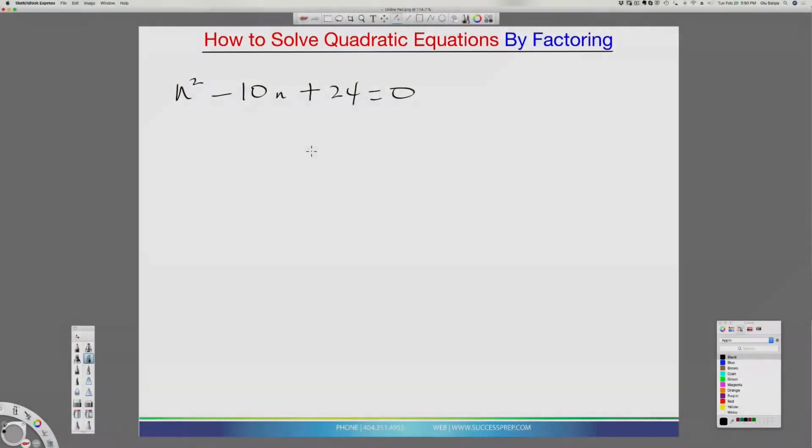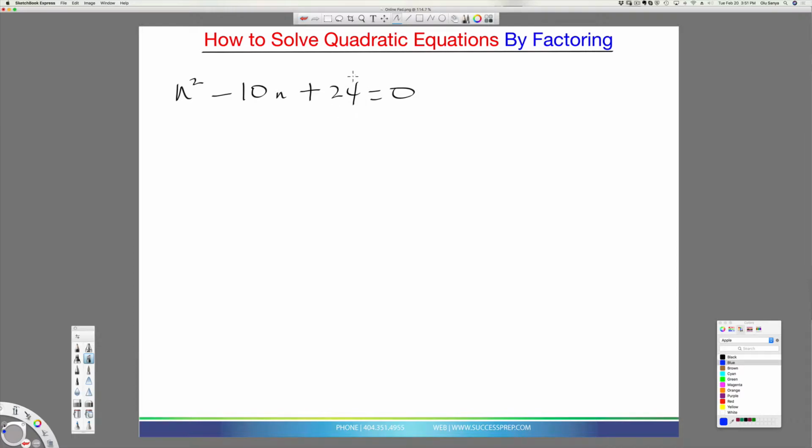Alright, so today I'm going to show you guys how to solve a quadratic equation using factoring. It's a very basic concept that you're going to find yourself using a lot through a lot of math problems. So let's get at it. So n squared minus 10n plus 24 is a question. It's a quadratic equation question. So how do you solve it?